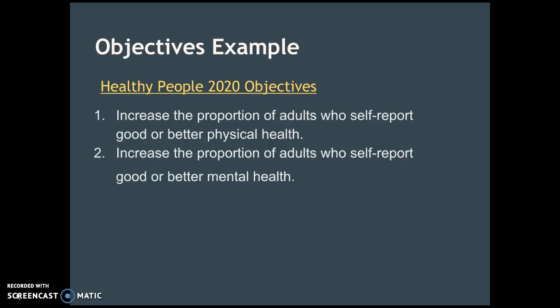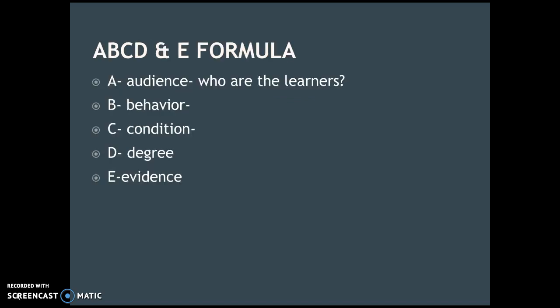Objectives, examples. Again, clicking on this yellow link, the Healthy People 2020 takes you specifically to these examples that I have copy and pasted into this presentation. So one of the examples, I'll read number 2, is to increase the proportion of adults who self-report good or better mental health. So how do we write good learning objectives?